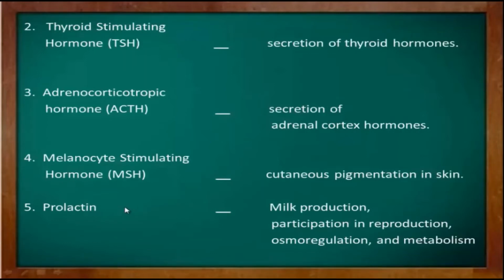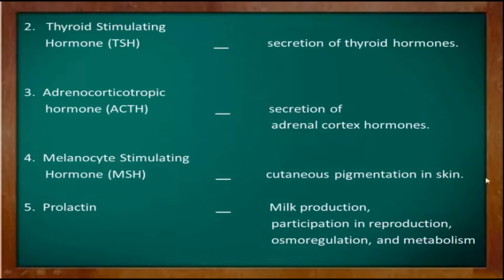The next one is prolactin, also called lactogenic hormone. This hormone initiates development of mammary glands during pregnancy and stimulates the production of milk after childbirth. It also plays a role in reproduction, osmoregulation and metabolism. It induces the mammary gland.